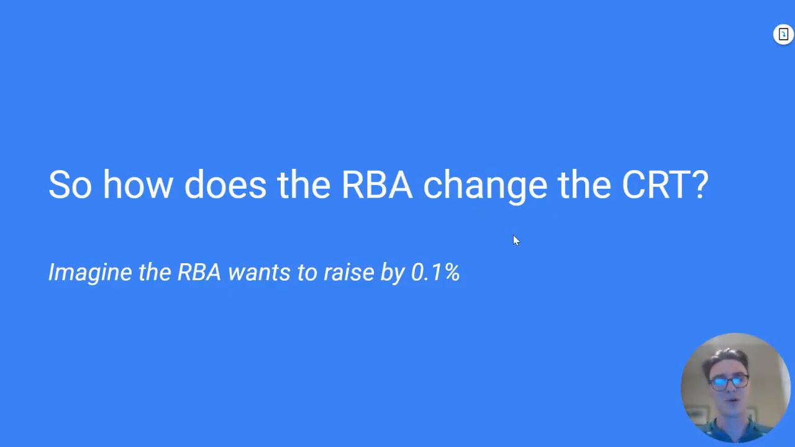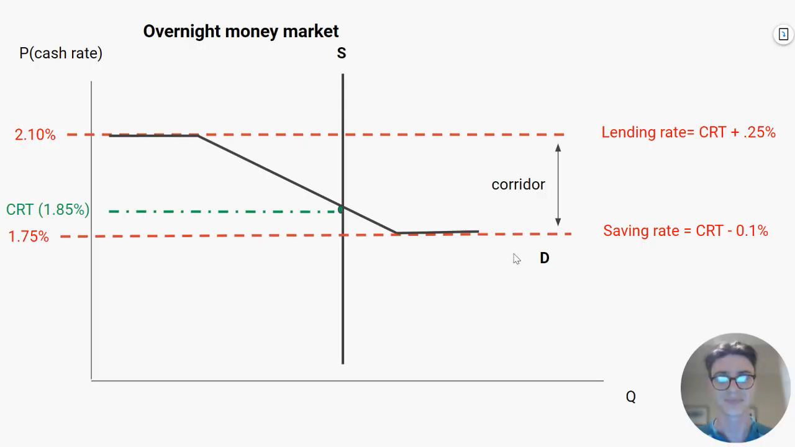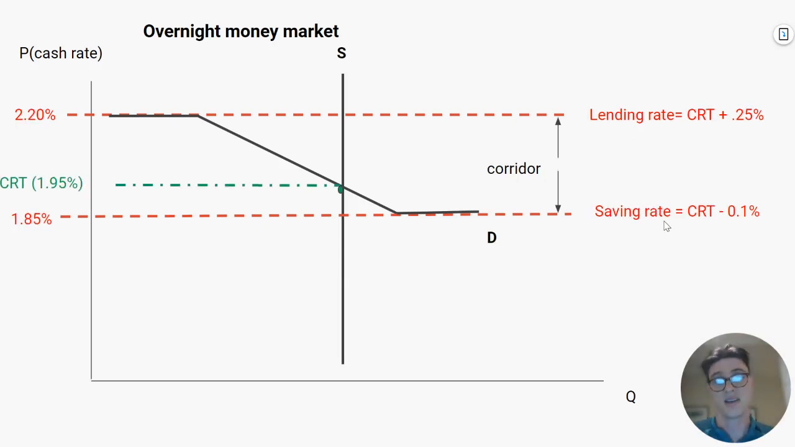Okay, so the most important part is how does the RBA actually change the cash rate target? Let's imagine it wants to raise rates by 10 basis points, or 0.1%. And actually, this is the simple part. All they're going to do is increase the lending rate and increase the savings rate, and therefore shift the corridor up 10 basis points. And it looks like this.